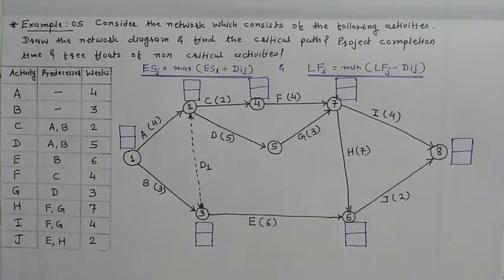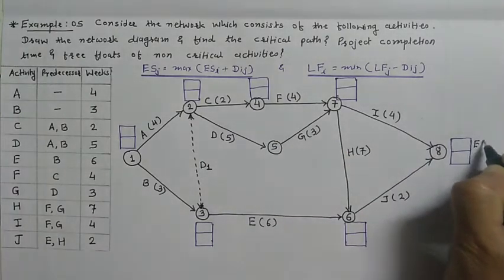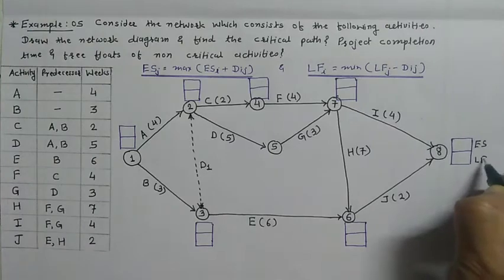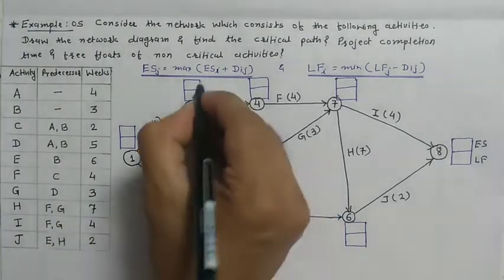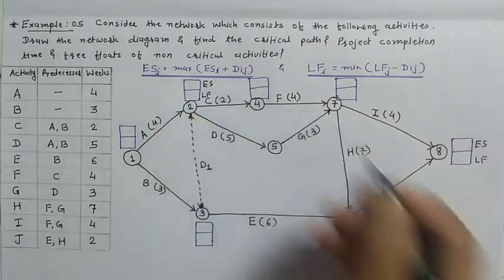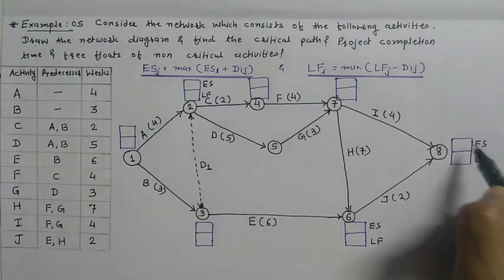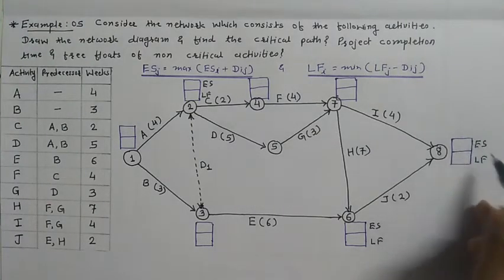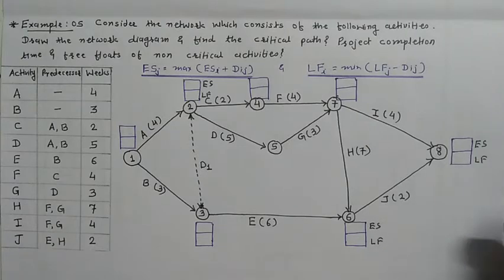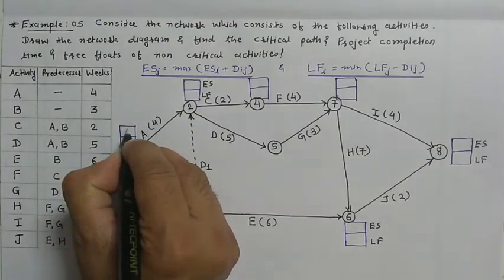Now we have to find out the earliest start time and latest finish time. For that I have just drawn 2 square boxes on each event. So you just mention the earliest start time and latest finish time. The top box is for earliest start time and the lower box is for latest finish time. Please keep in mind, for the first activity always take the earliest start time as 0.